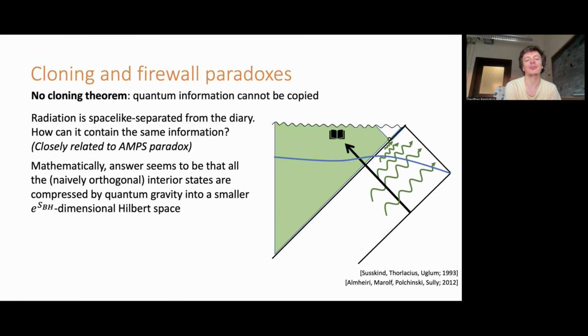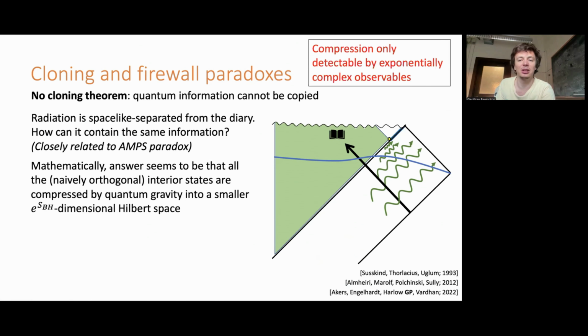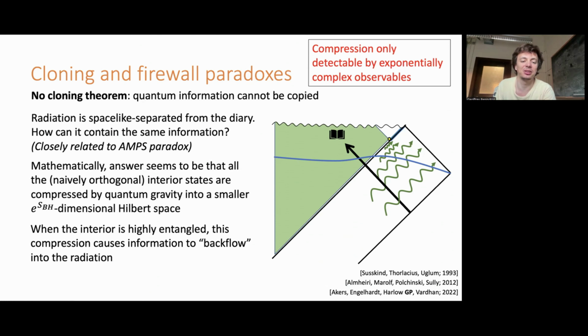So there's some mathematical answer you can give, which is that these states of the black hole, where the diary is in different states, and we also have all the interior partners of the radiation, they all aren't actually quite orthogonal. They're all squeezed by quantum gravity into some Hilbert space whose dimension is e to the entropy of the black hole. So mathematically, we understand what's going on. And as long as you don't do any exponentially complex observable, you can prove that this can be consistent and there doesn't have to be a breakdown of the semi-classical calculations.